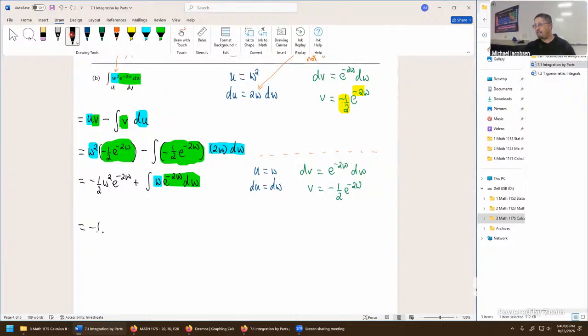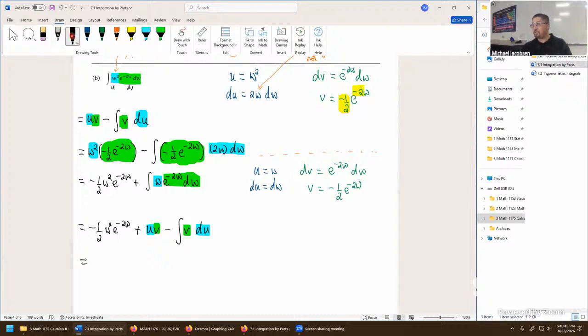So let me copy what we have, negative 1/2 w squared e power negative 2w. We've got that down pat. Now here's the formula once again, plus. Hang on, that's not a minus, that's a plus right there. Copy plus to plus, sorry about that. The formula for this piece is uv minus the integral of v du. So same formula that we cited up above here. So u and du will be substituted in the same way, as will the v's.